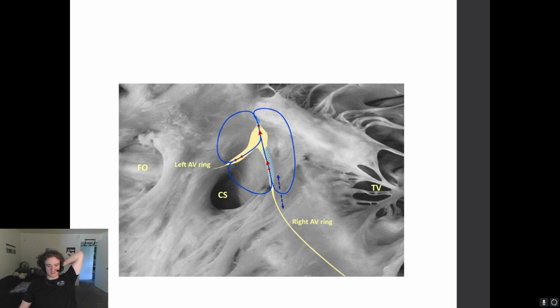Yeah, so now it's time to move on to the ganglionated plexi of the heart, which are essentially the sites of the extrinsic innervation. So what we've been talking about so far is all intrinsic innervation. Now we're going to touch on the extrinsic innervation of the heart, which is going to be the sympathetic and parasympathetic nervous system.